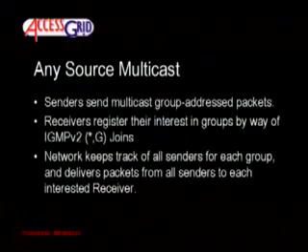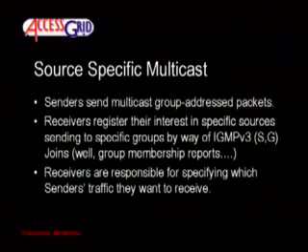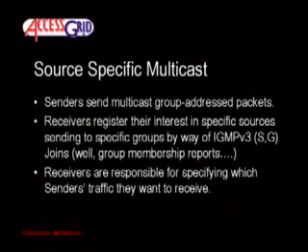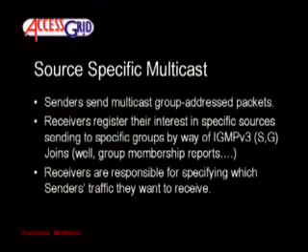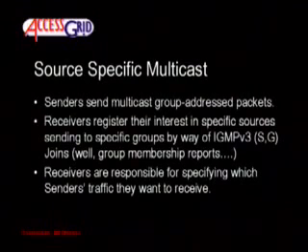I emphasize this last bullet because this is in contrast to the next slide I'm going to talk about, which is source-specific multicast. This is in contrast with any source multicast. In this paradigm, again, the senders just send multicast group address packets to the network. There's no difference on the sender side. However, in this case, receivers register their interest in specific sources that are sending to specific groups. And they do this typically by way of the Internet Group Management Protocol, IGMP version 3. And one way of notating this is that IGMP v3 does S, G joins, that is, group membership reports.